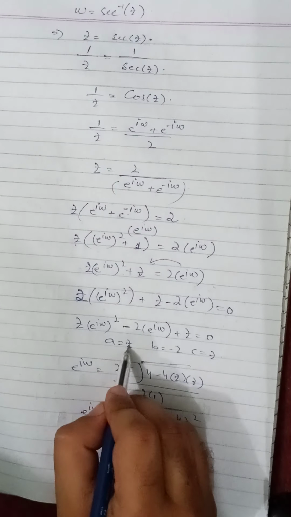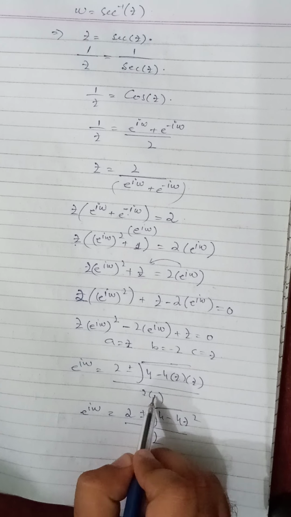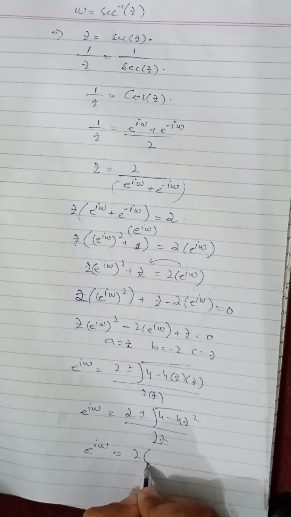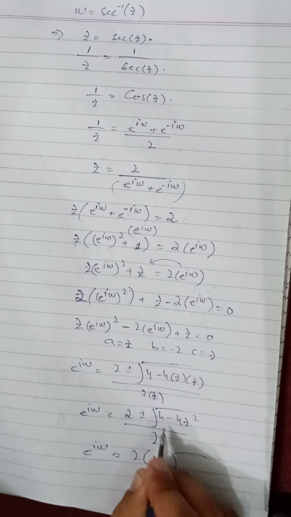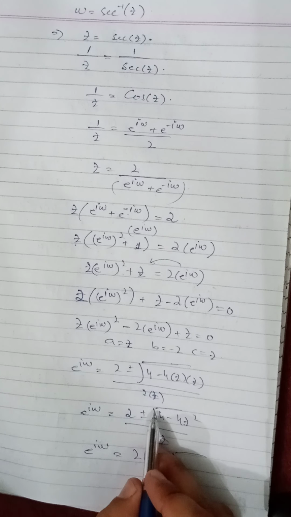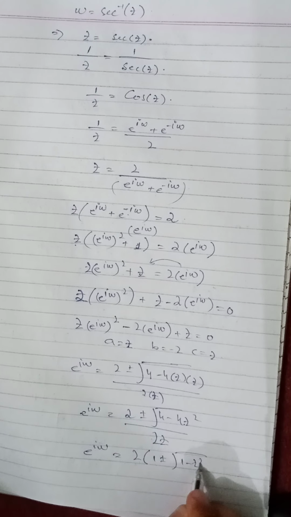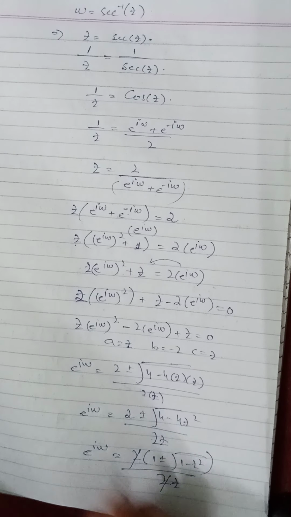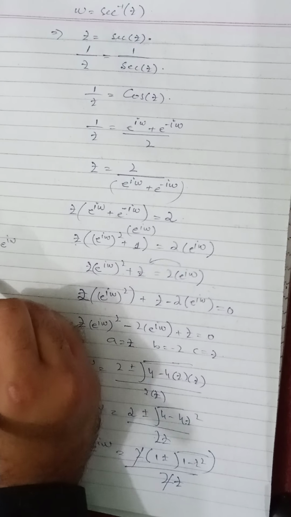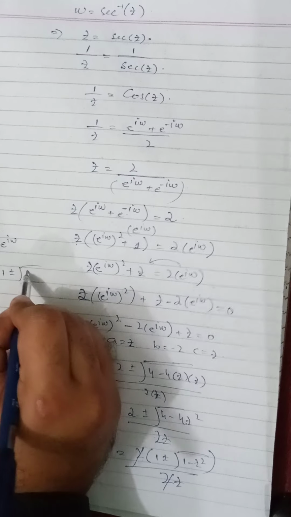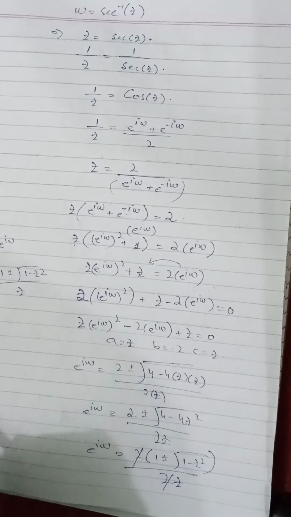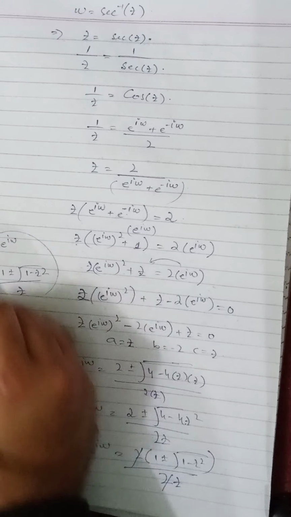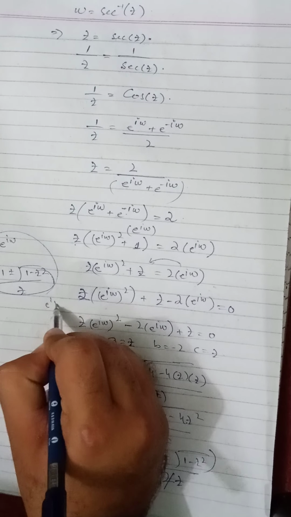I made one mistake here: a equal to z, so in the denominator there is 2a, so it is 2z. So e power iota omega is 2 into 1 plus minus, if I take 4 common from this, then the square root of 4 is equal to 2, so 2 into 1 plus minus square root of 1 minus z square, divided by 2z. The 2 cancels out with this 2, and here z is alone, so e power iota omega is equal to 1 plus minus square root of 1 minus z square, divided by z. It is the value of e power iota omega.